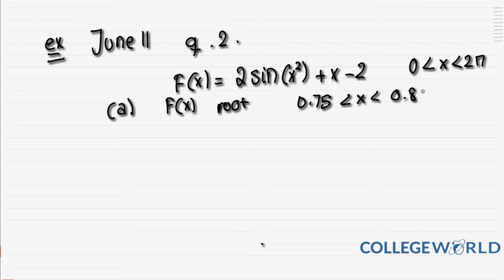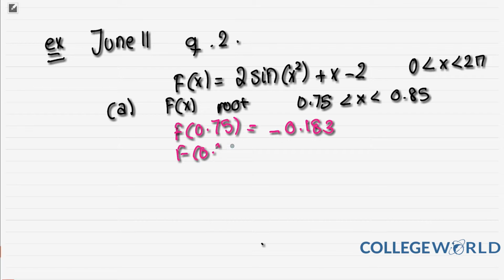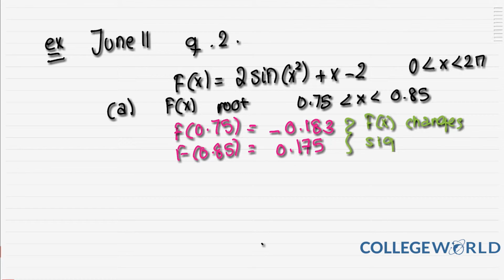So as we said, this is just the graphical method. What we do is we're going to simply say that f of 0.75 is going to give us a value, which is 0.183 by the way, and f of 0.85 is going to give us a value, which is 0.175. Then we're going to say that f of x changed sign in the interval, and that means that there's a root. This is our important statement.